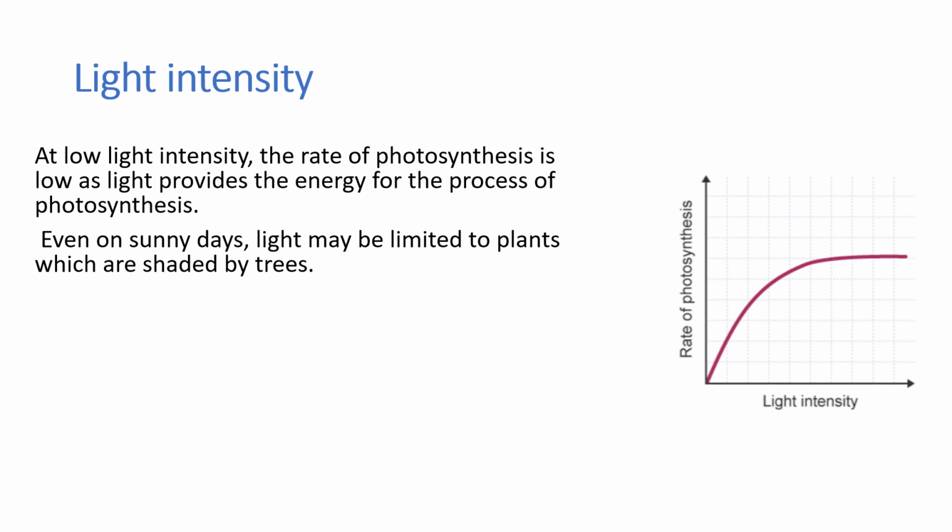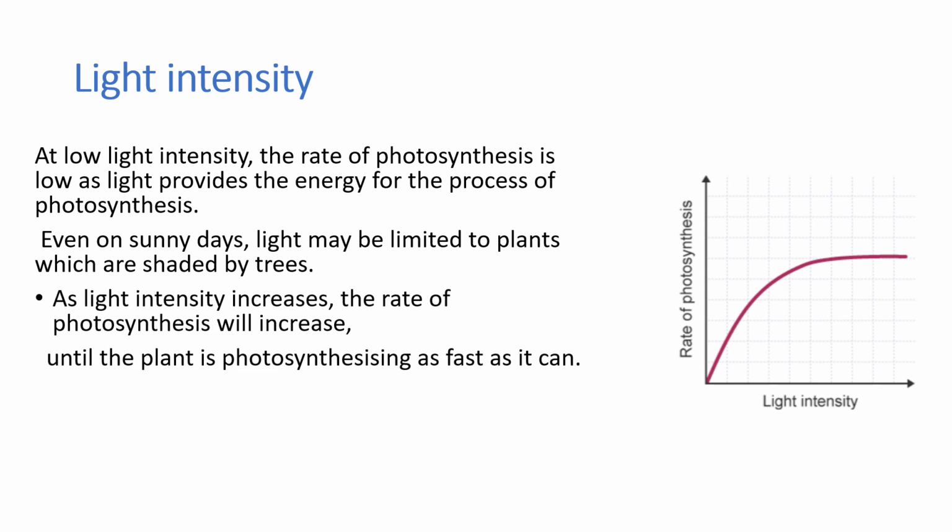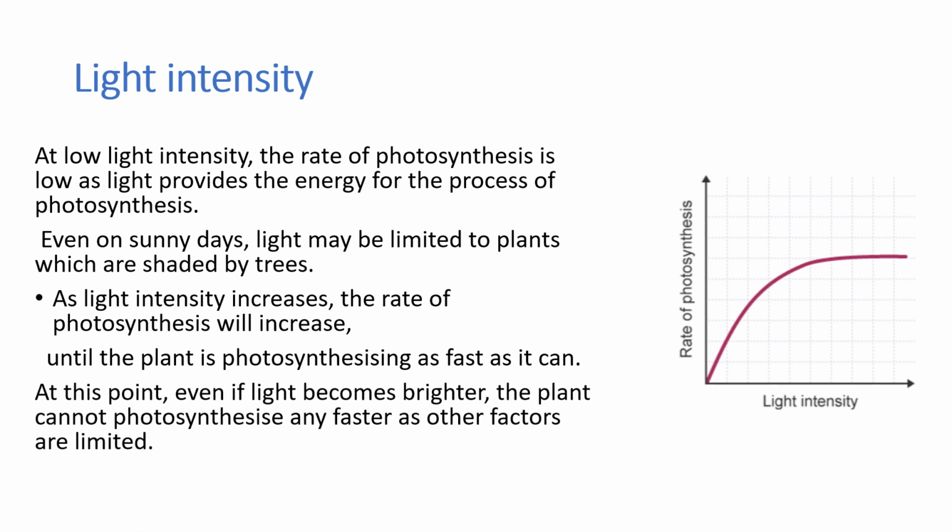Early in the morning and towards the evening, the light is limited. Even on a sunny day, light may be limited to plants which are shaded by trees. As light intensity increases, the rate of photosynthesis will increase until the plant is photosynthesizing as fast as it can. At this point, even if light becomes brighter, the plant cannot photosynthesize any faster as the other factors are limited.